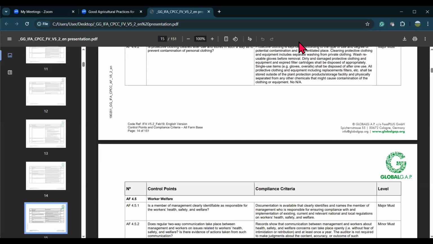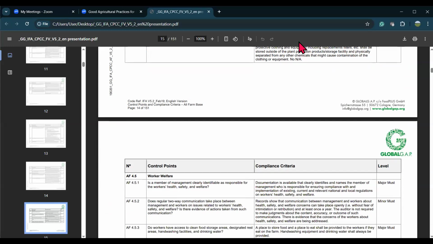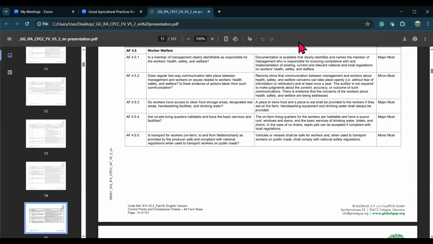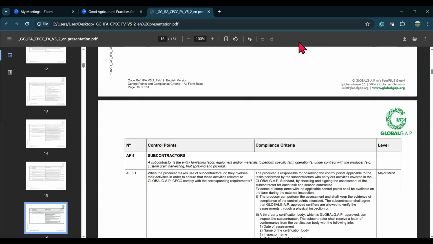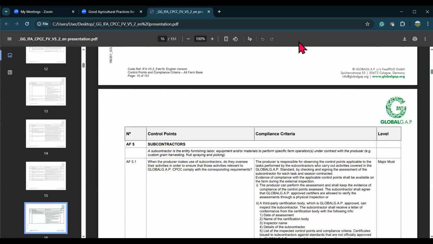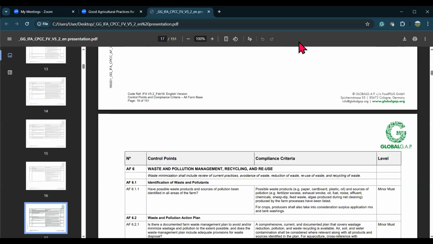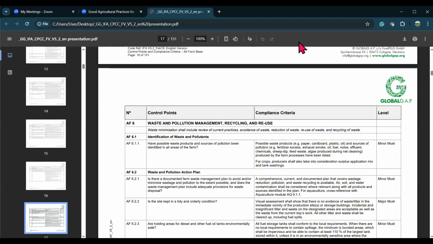So these are things that you should generally have on your farm. And of course, we've discussed workers' welfare. This time around, I'm bringing it closer to home and why it's actually important that we do this with our workers. I also did the same with the subcontractors. And then waste, pollution management, and recycling and reuse.